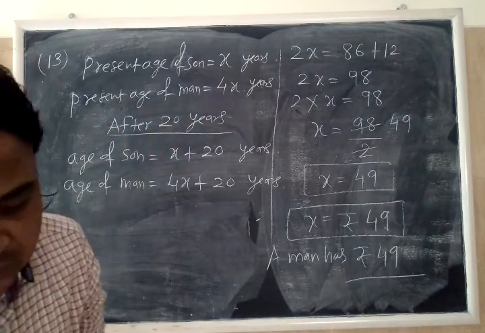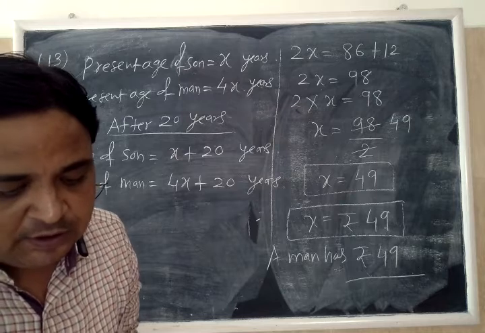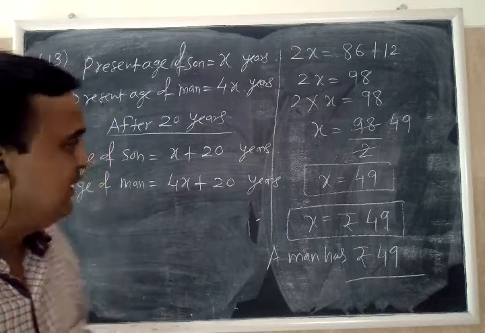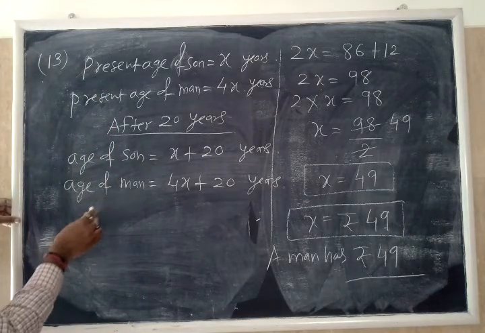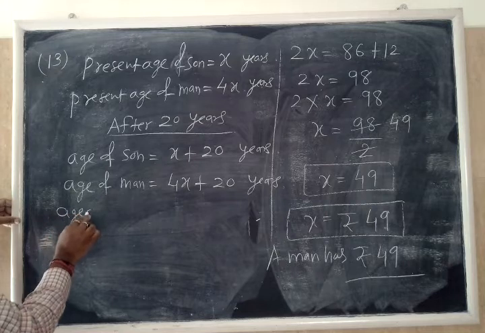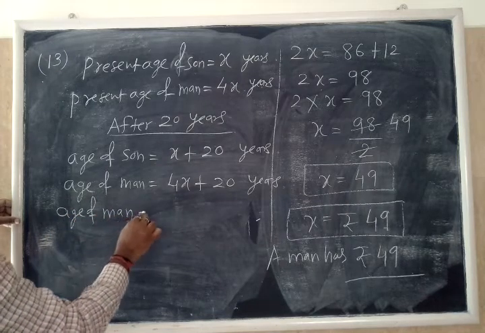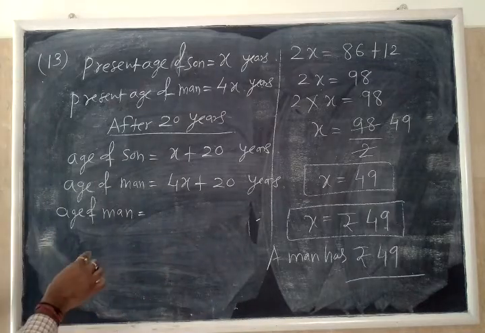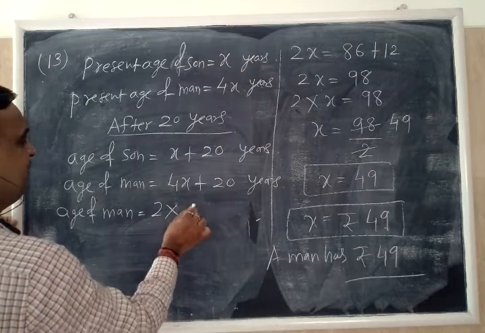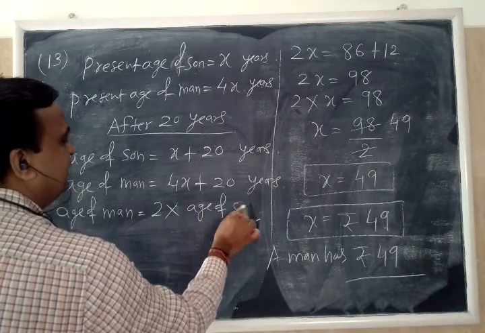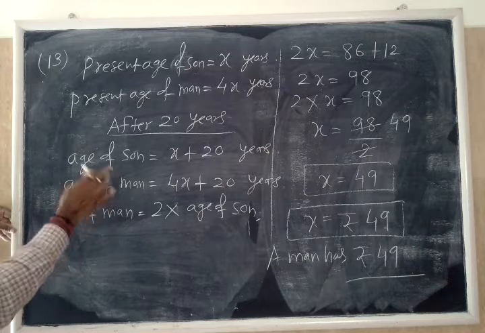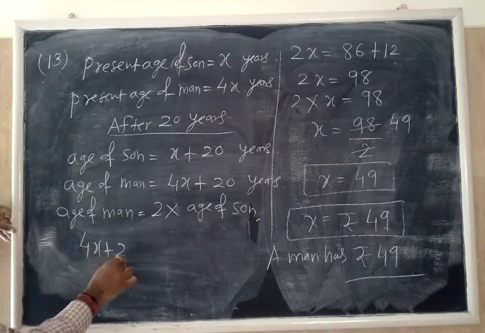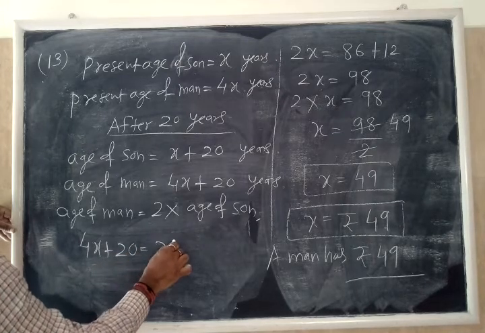Now what is given? After 20 years, he will be twice as old as his son. So after 20 years, age of man is twice the age of son. Now after 20 years, what is the age of man? 4x plus 20. This will be 2 times the age of son.